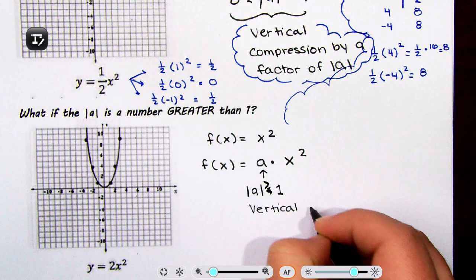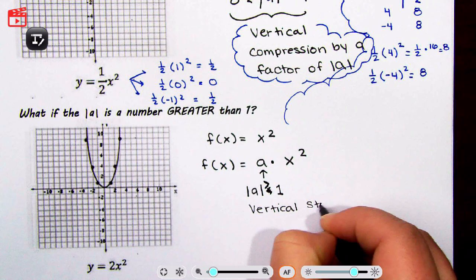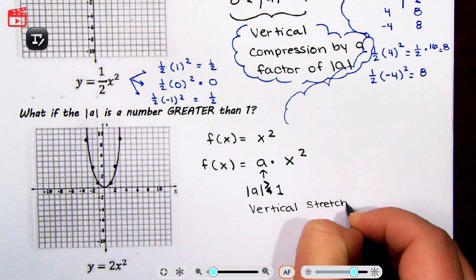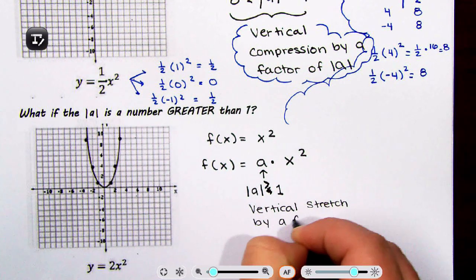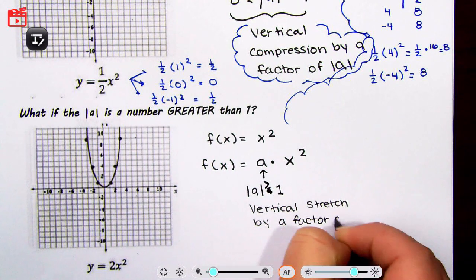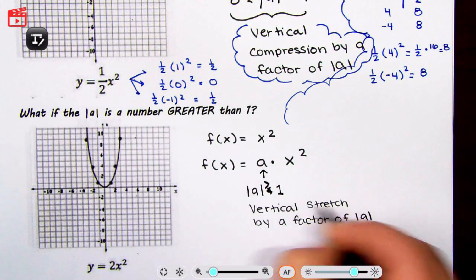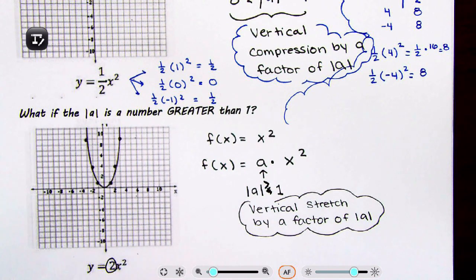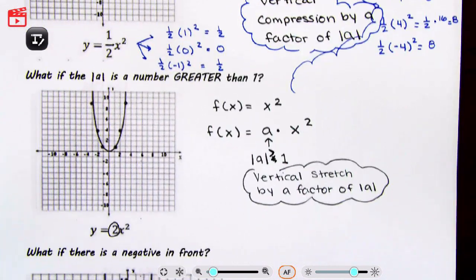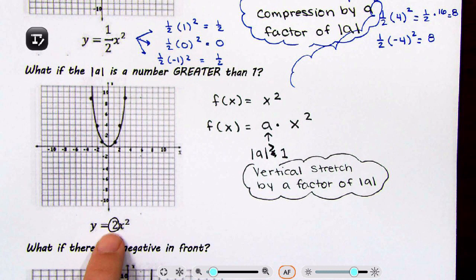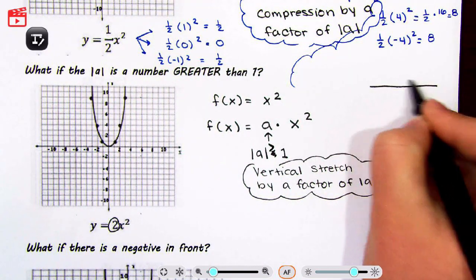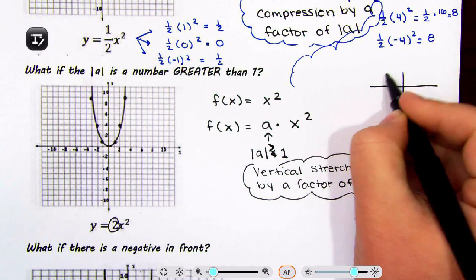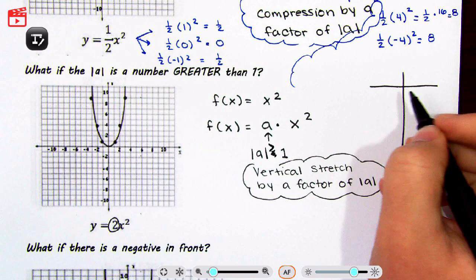So if it is greater than 1, you're going to say you have a vertical expansion or a stretch by a factor of whatever a is. So here's an example of 2 being multiplied to your x squared. That means you have a vertical stretch by a factor of 2. That means that all of your y values are going to end up being doubled.